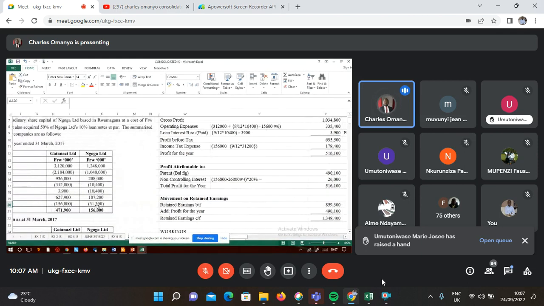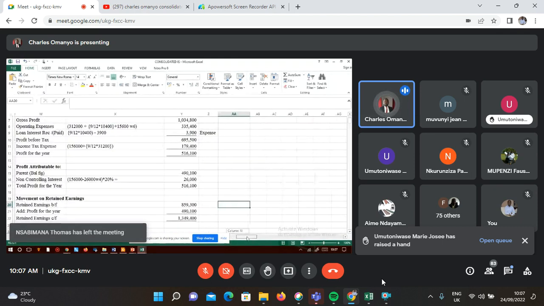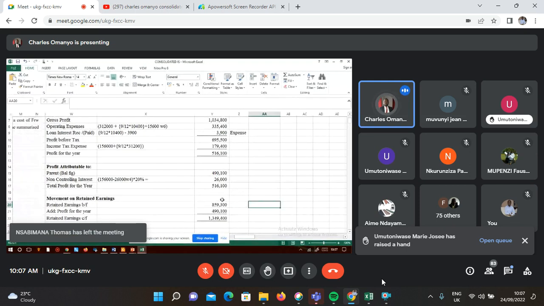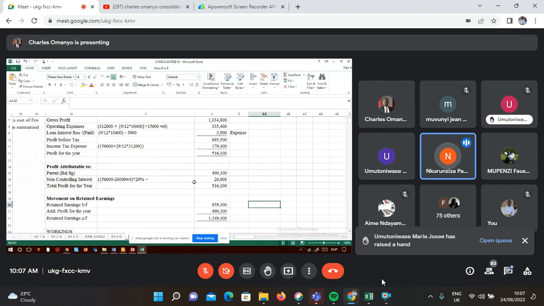You see, I was not supposed to be picking 156. I was only supposed to be picking 9 over 12 of 156. Don't confuse this with the statement I made earlier of intercompany. Intercompany sales was after acquisition. But this profit of 156 was for the whole year. 156 is both for pre and post. So where did I apply it? Somebody to remind me. That's non-controlling interest. Non-controlling interest.